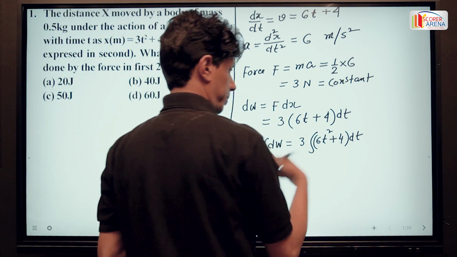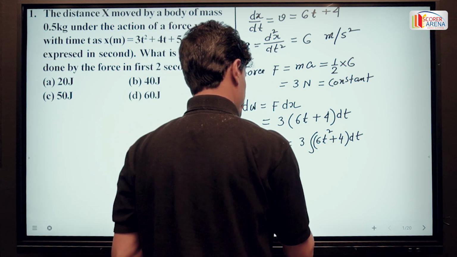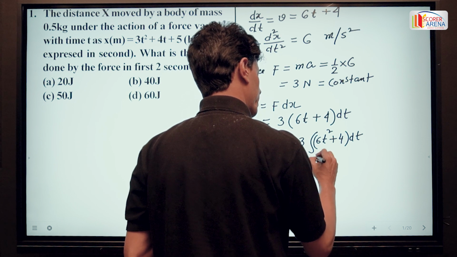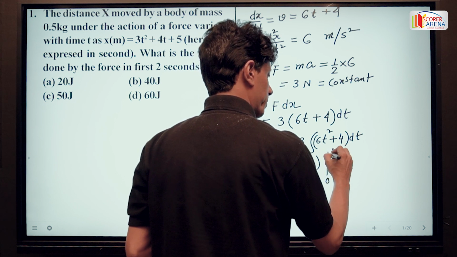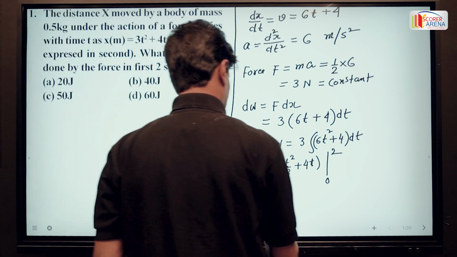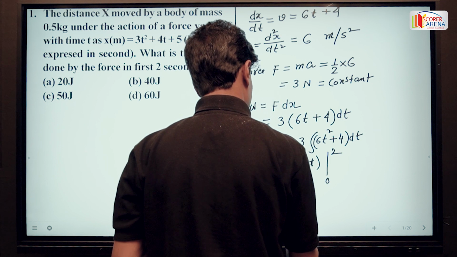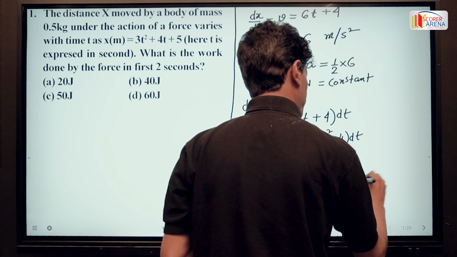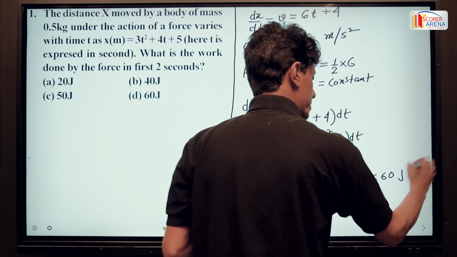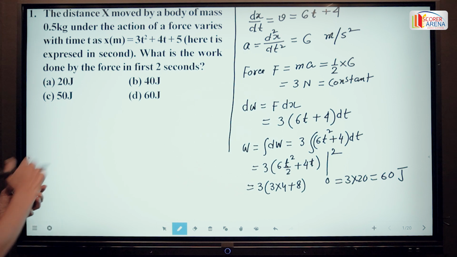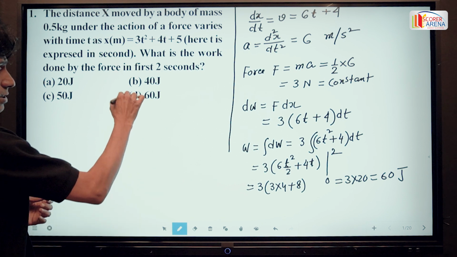Therefore after integration, 3 times (6t²/2 + 4t), with the time range limit from 0 to 2 seconds. So putting in this value, 3 into (12 + 8), therefore 3 times 20. So the answer is 60 joule. So the work done on the body by the force in 2 seconds is 60 joule. The right option is 60 joule.